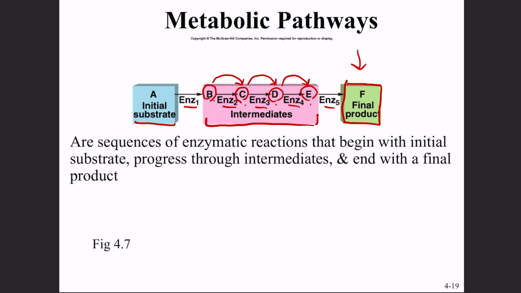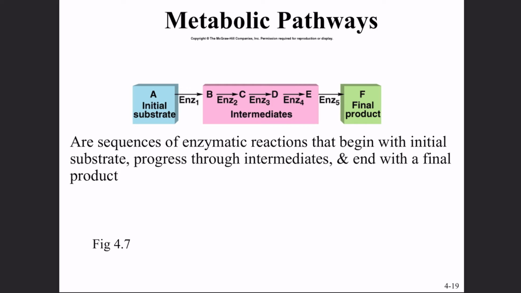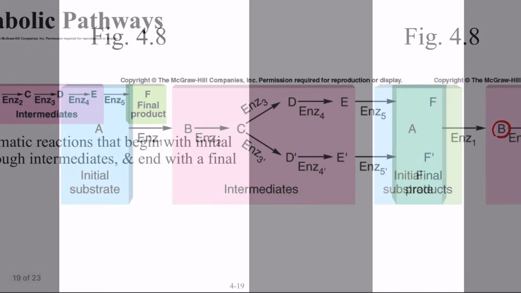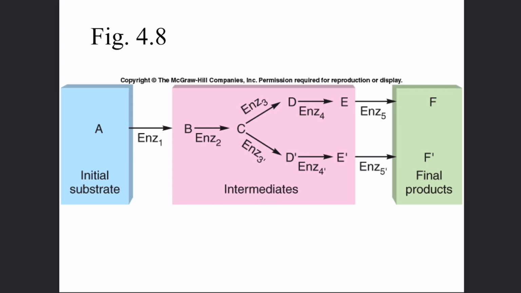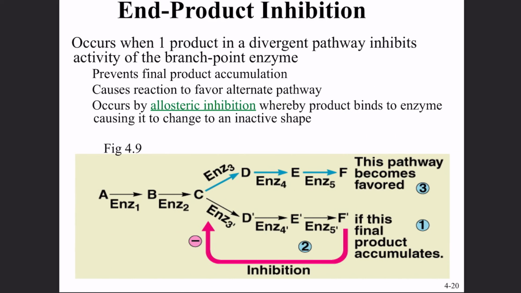Metabolic pathways can be as simple as this, straightforward 5-enzyme pathway, or it can branch off and you can have an enzyme pathway like this, where you can possibly have 2 different final products. These 2 different final products can actually impact how much of each product is produced. This is called end product inhibition.